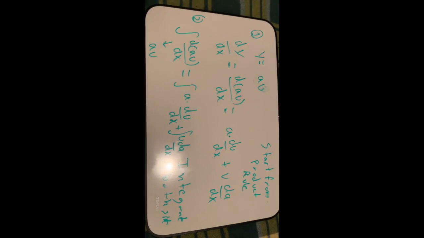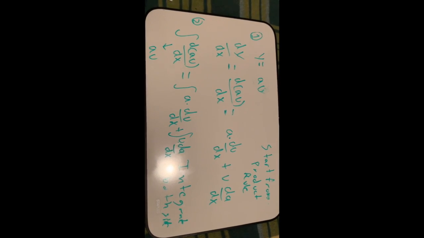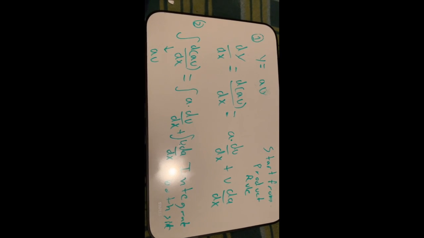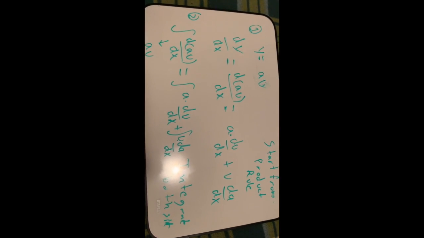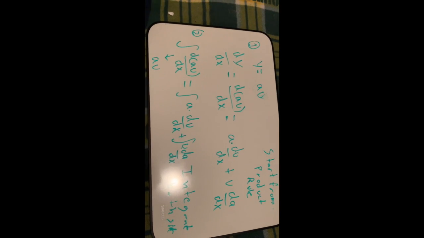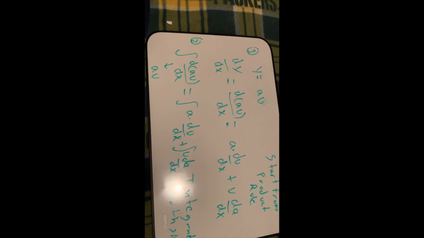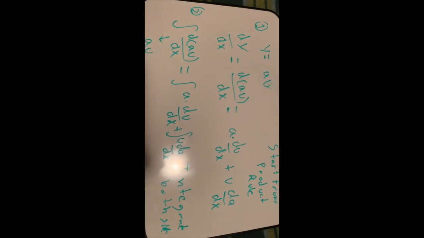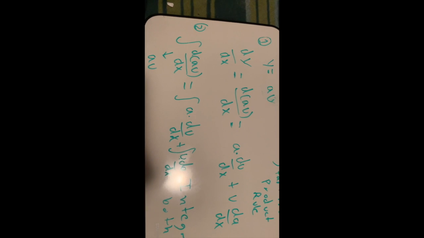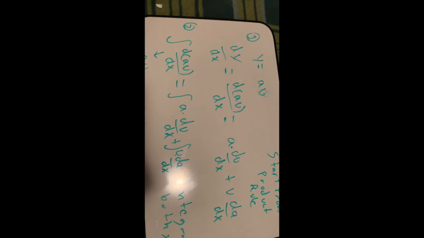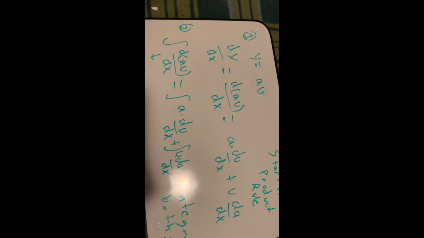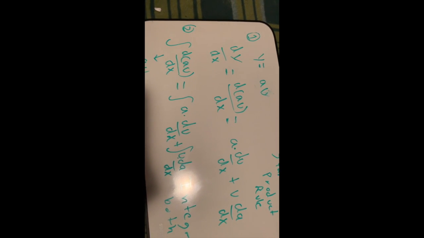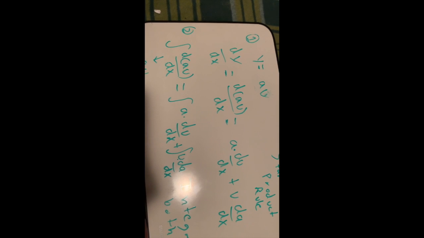So first, we start off by writing y is equal to a times u, a and u being two different functions. We take the derivative of those using the product rule, as seen in the second step. When we write the derivative of au over dx, that's taking the derivative of that, and then the product rule is seen as function a times the derivative of function u plus function u times the derivative of function a.